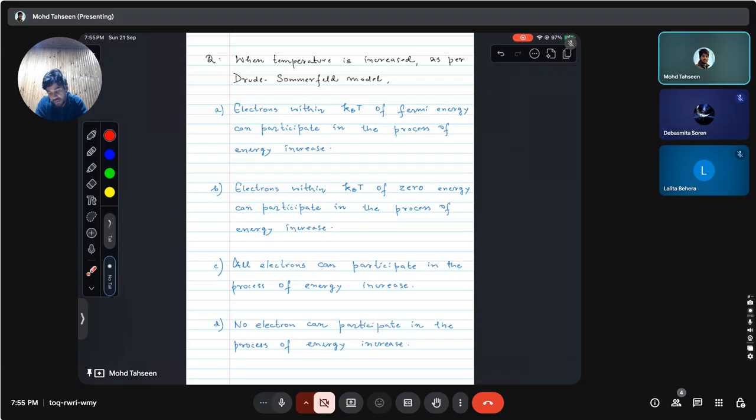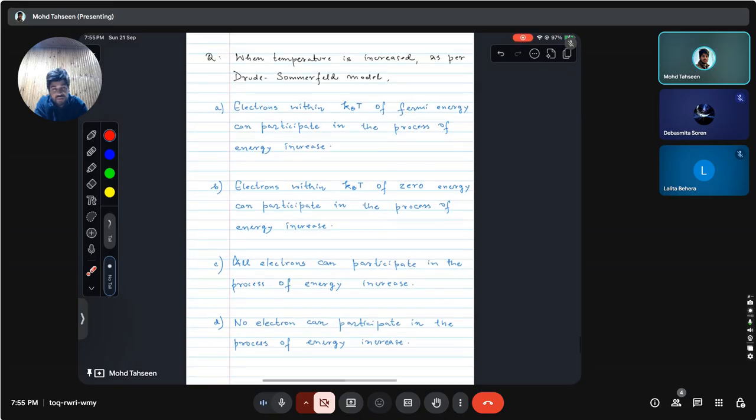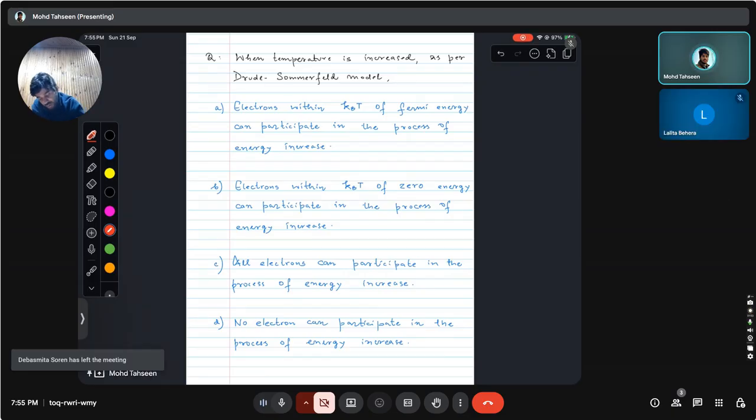Let's look at option D, that no electron can participate in the process of energy increase. Does it seem true? We can directly say that it's not true, because if no electron participates in the process of energy increase, then energy will not increase. That means when temperature is increased, the energy does not increase, which contradicts the first law of thermodynamics. So this is false.